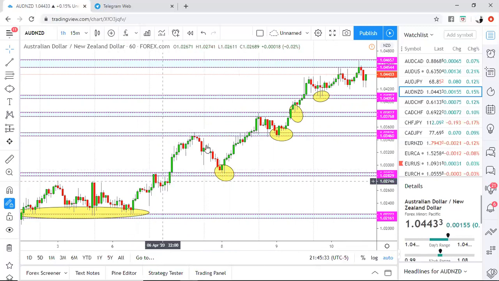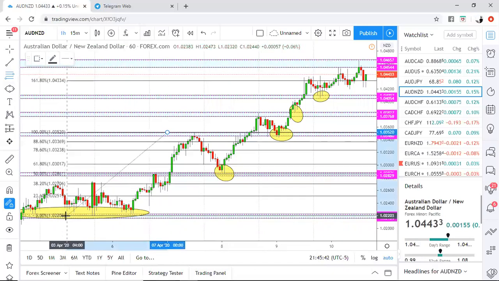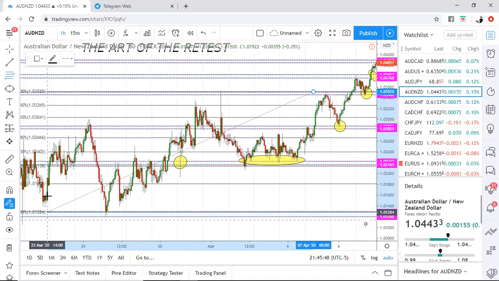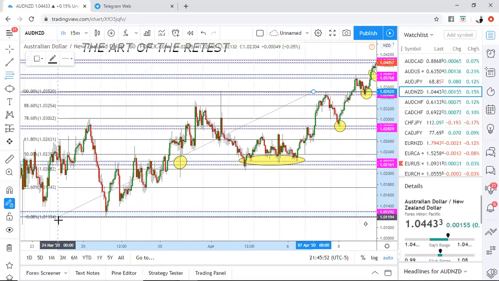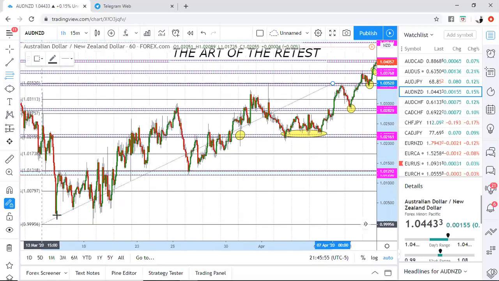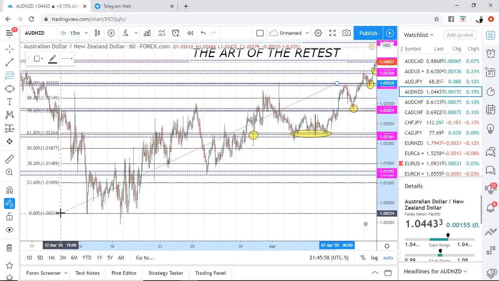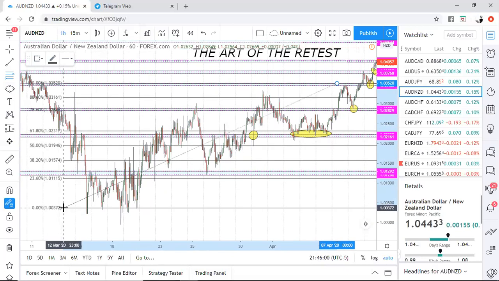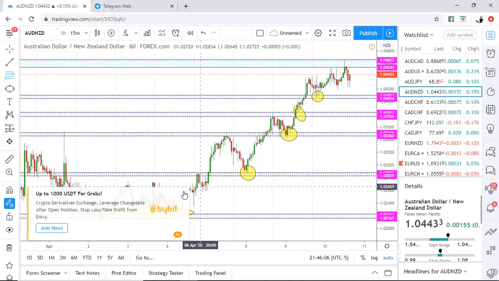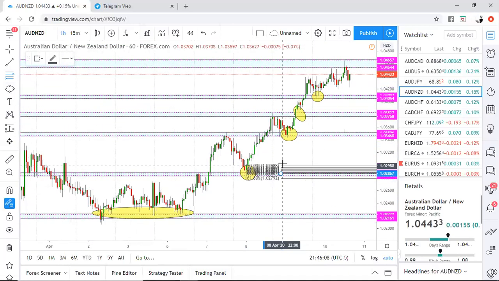Price broke, came back to retest, and I'm sure if we used the Fibonacci confirmations as well, we would see, yeah, directly at the 50 and even further. What is that? Yeah, somewhat close to the 78.6. Nonetheless, we're just looking at retests and entries right now.